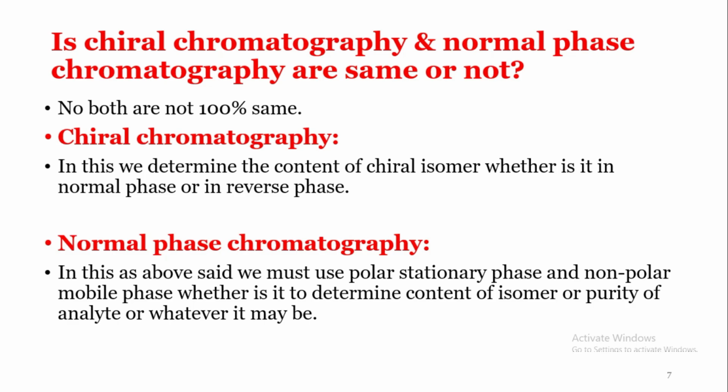Normal phase chromatography, in this as said, we must use a polar stationary phase, we said, right, and a non-polar mobile phase. Non-polar in the sense hexane, butane, butyl, hexane. In that sense we can use a non-polar mobile phase. So whether it is to determine content of isomer or purity of analyte, or whatever the purpose, determining content of isomers like the presence of N-butyl hexanes, or presence of any other isomers, enantiomers like phenobarbital or esomeprazole or rabeprazole content, right? So that is called normal phase chromatography.